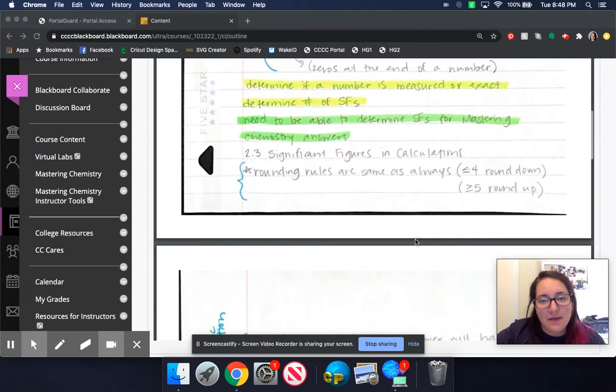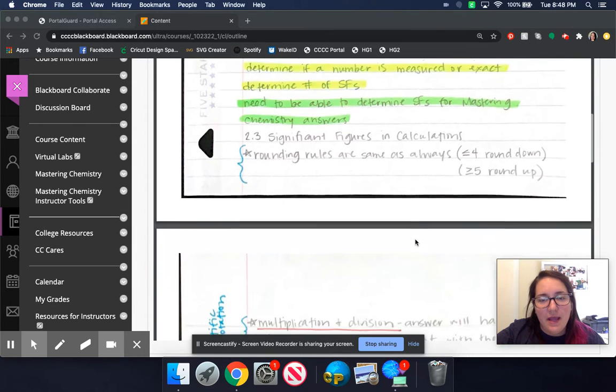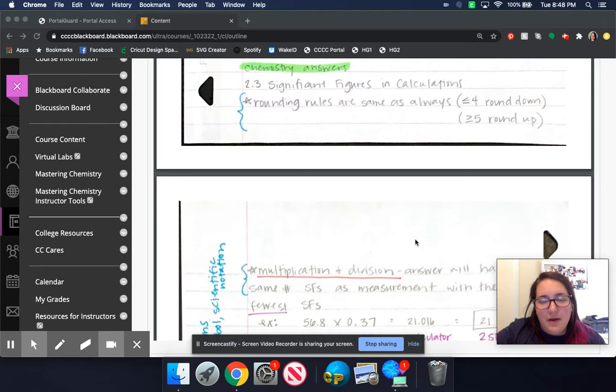So I left off talking about significant figures and why they're used and all that. Now I want to talk about how they're used in calculations. So it starts off explaining rounding rules, which are the same rounding rules that you've known your whole life. If the number is less than or equal to 4, leave it alone. If it's greater than or equal to 5, round up.